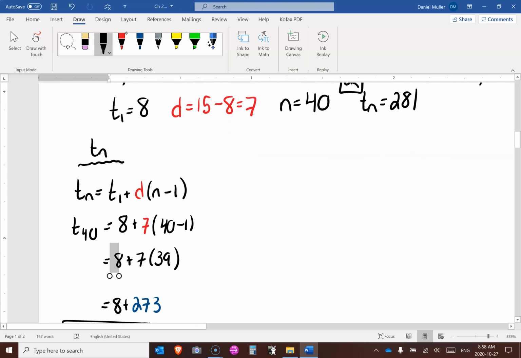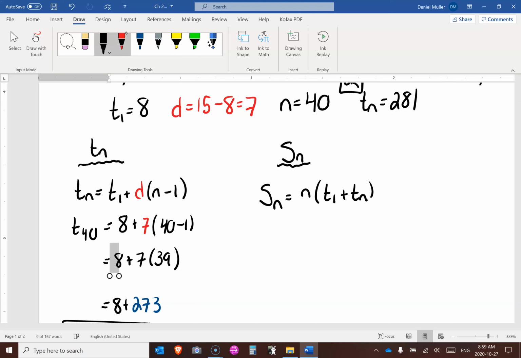Okay, now I can actually find my sum. Now I can find Sn, my sum of the first 40 terms. So just a reminder, just write down what our formula is. It's n, and then you have to add your first term and your last term, and then cut it in half. So if I'm doing S of 40, I have 40 terms. My first term is 8. My next term is 281, and then I can divide by 2.